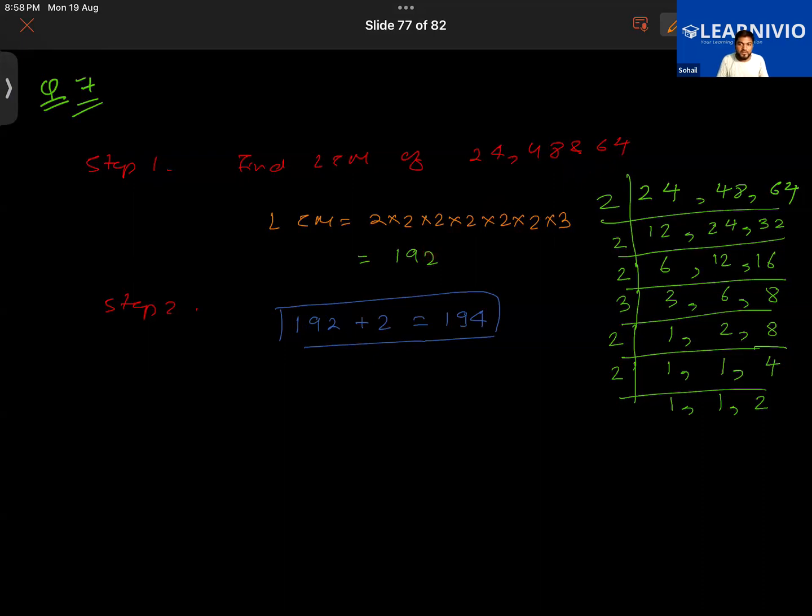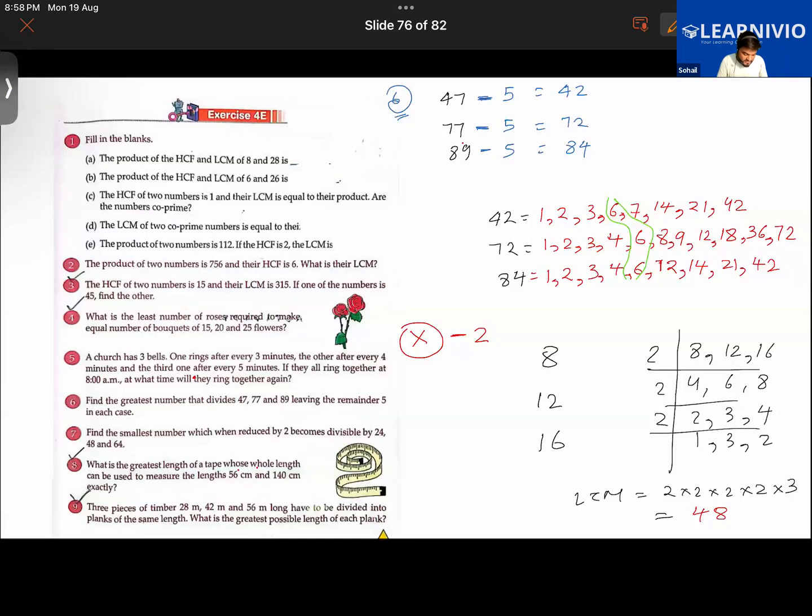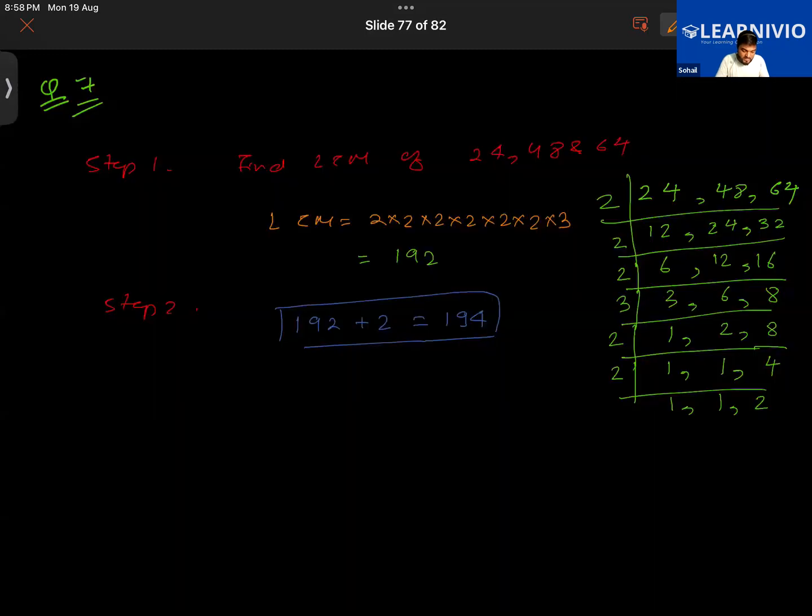Okay. So further the question was saying that we have to find the smallest number which when reduced by 2 becomes divisible. So we have that number as 194. जब 194 में हमने 2 subtract किया, when we subtract 2 from 194, we get the answer 192, which is divisible by all three of them. Getting it? So that's why in order to find this number, we had to add 2 to the LCM which we found out. Let me know if you have understood this or not.